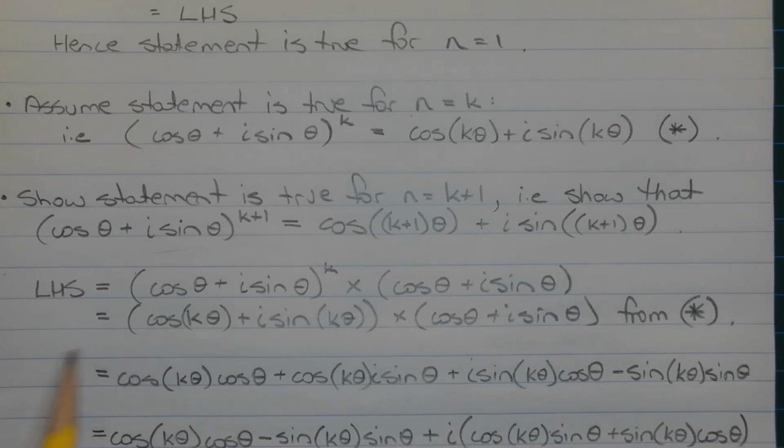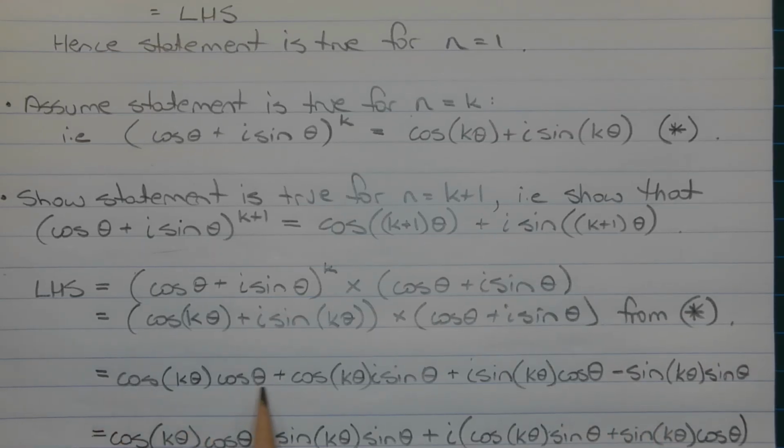Expanding the brackets, we get cos kθ cos θ plus cos kθ times i sin θ plus i sin kθ times cos θ minus sin kθ times sin θ. You may be wondering where this minus comes from. And that comes from multiplying this i here with this i here. So i squared, of course, is negative 1. And that's where this negative comes from.